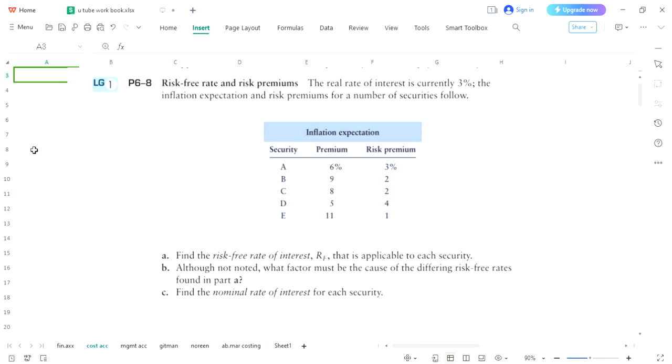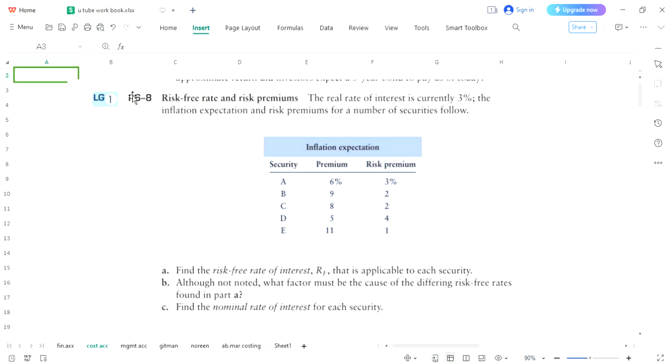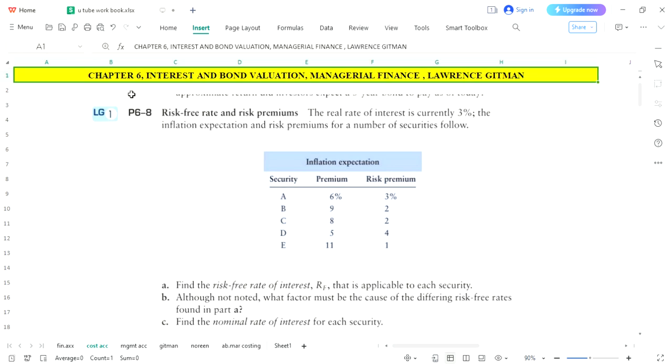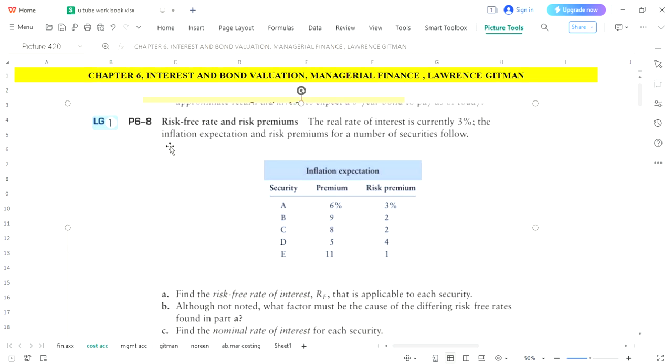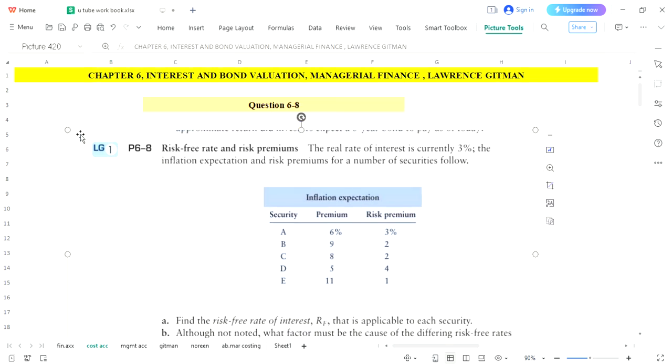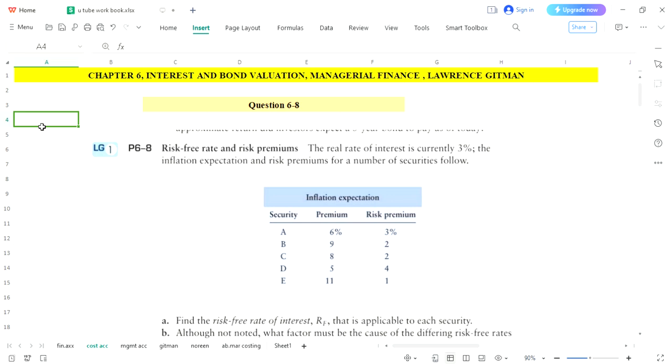Today's target is to solve question number 6.8. The chapter which we are related with is interest and bond valuation, managerial finance, and we are related with question number 6.8, Lawrence Gitman, the writer's name.